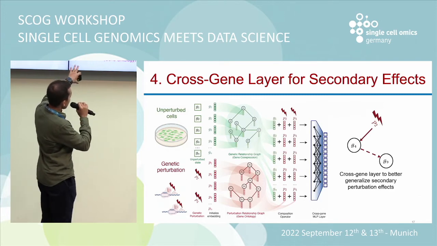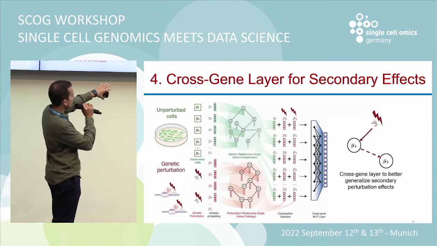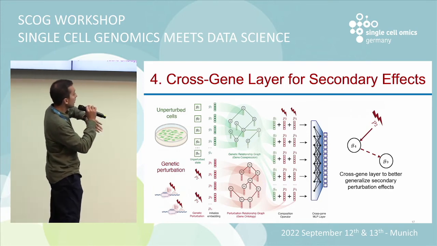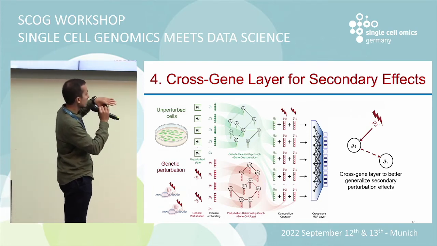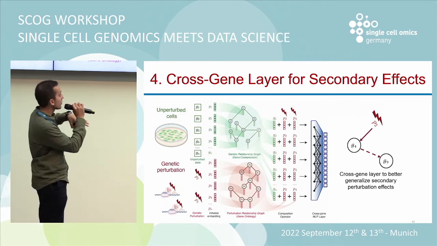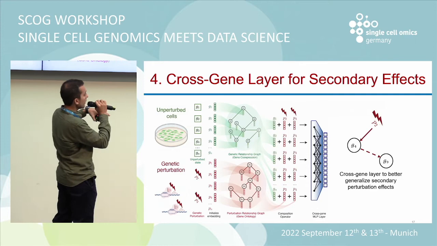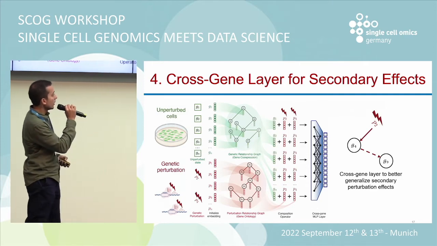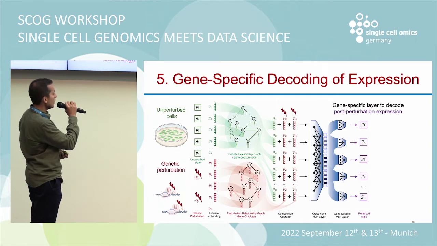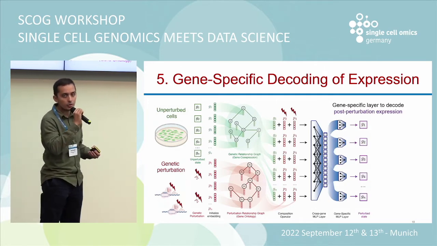Right, after this step, we incorporate what we call a cross-gene layer. Up until this point, we've only been working at the gene-by-gene level. And so we wanted to make sure that the genes have an opportunity to look at what's happening to the other genes as well, so across the whole transcriptome. We call this the cross-gene layer, and it allows you to capture secondary effects and to generalize them across perturbations. And finally, we have a gene-specific decoder, again, to capture gene-specific heterogeneity.